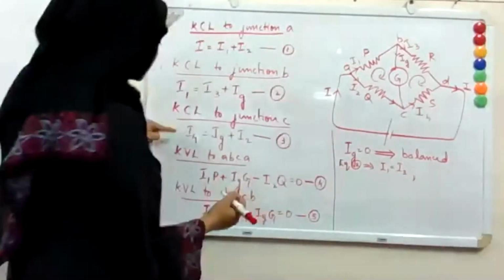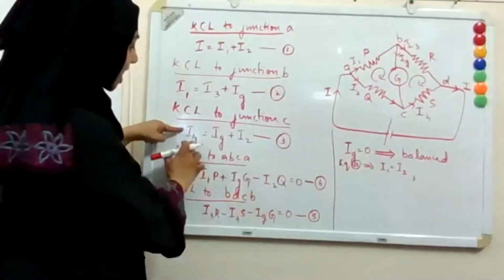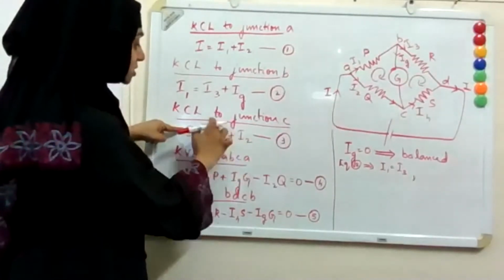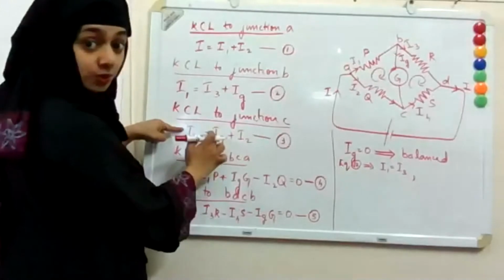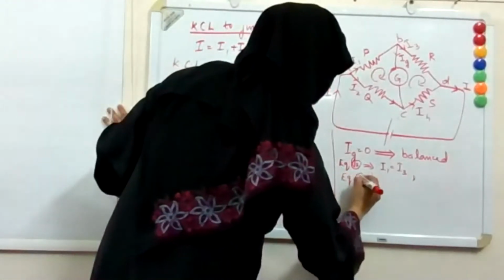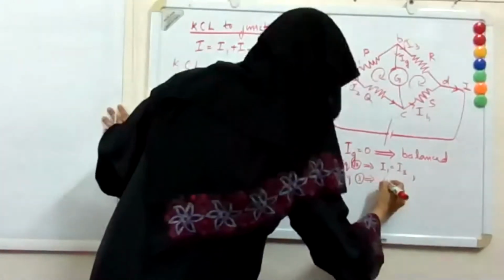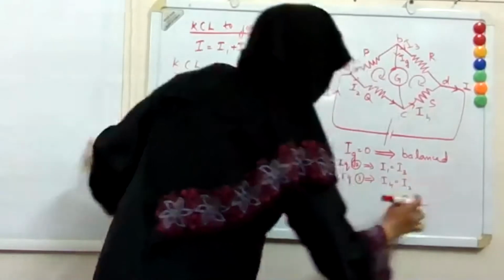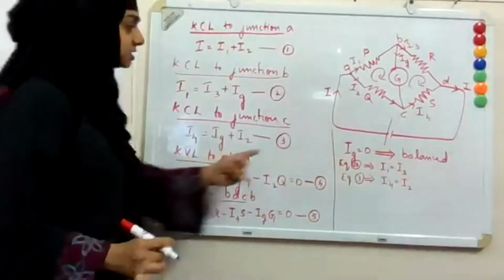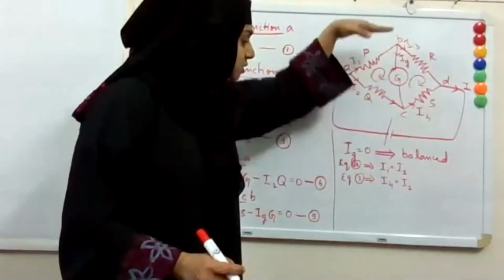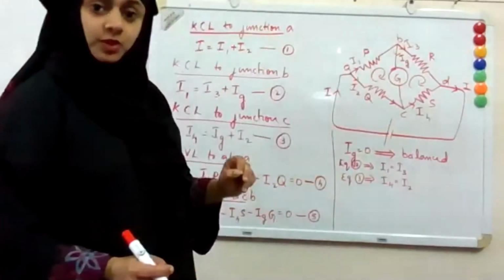And what will happen to equation 3? I4 will become equal to I2 because Ig is equal to 0. So equation 3 will become I4 is equal to I2. So we got these two current equations when the Wheatstone's bridge is balanced.